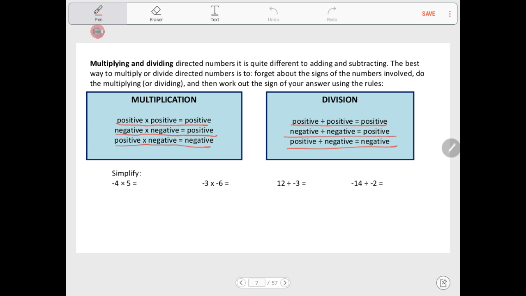So we need to get our times tables going here. You can use a calculator to do these, but it's best to try to do it in your head first, because it's good for your brain to be thinking about numbers, believe it or not.